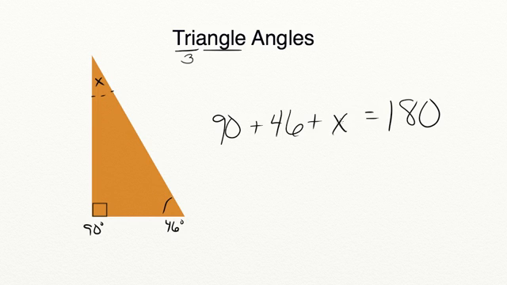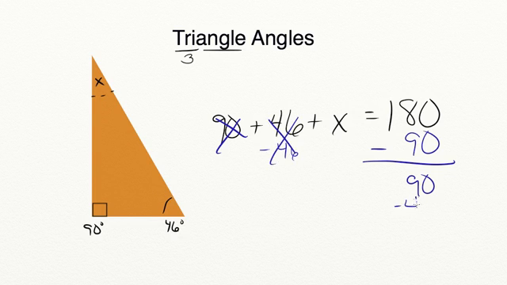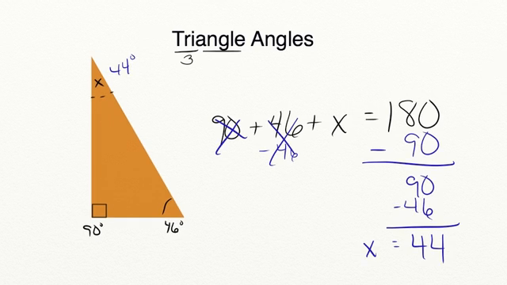So what we can do, we can try to separate this x by subtracting 90 and 46 from 180. So we're going to subtract 90, which equals 90. And then we're going to subtract 46 from our left-hand side. And that leaves us with 44 degrees. So we know that x is equal to 44 degrees. Any triangle that has a 90-degree angle in it is automatically called a right triangle.